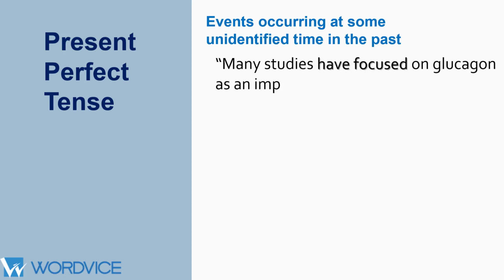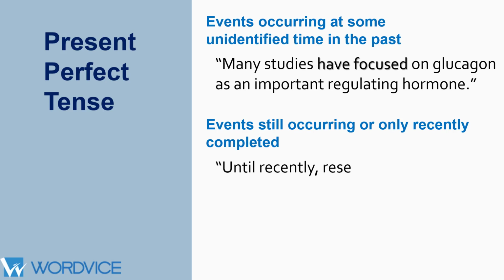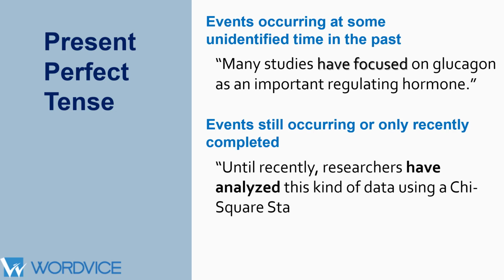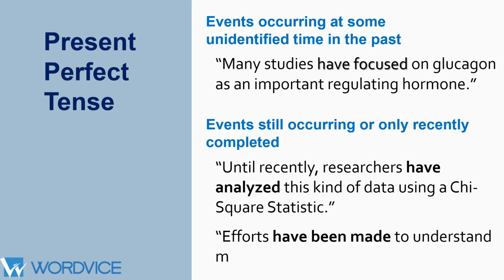"Many studies have focused on glucagon as an important regulating hormone." "Until recently, researchers have analyzed this kind of data using a chi-square statistic." "Efforts have been made to understand more about this process." Note that in all of these examples, none of the events are given specific time or place indicators. All have occurred at some unidentified time in the past or are still being completed.